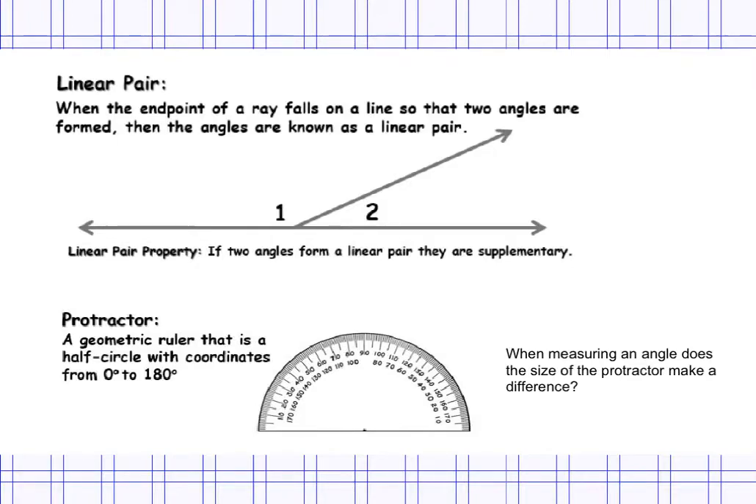What do you think? The answer is no. The size of the protractor does not matter for measuring angles. For example, look at your paper. At the corner of your paper, you can see a right angle. This angle would measure 90 degrees.